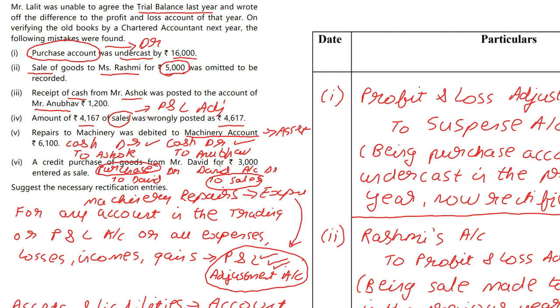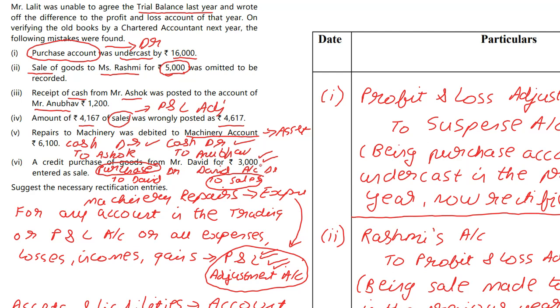Both of these are trading account items. Therefore, again, we have to make use of the P&L adjustment account. That means we will have to debit the P&L adjustment account twice: once for the correct purchase and once for the wrong sale. Doing the purchase, undoing the sale. So the P&L adjustment account is going to be debited by 6,000.